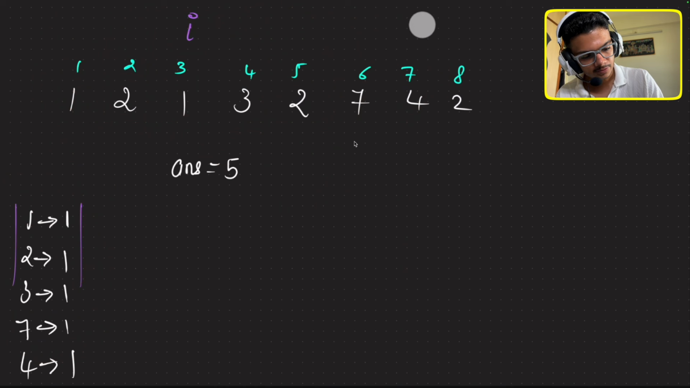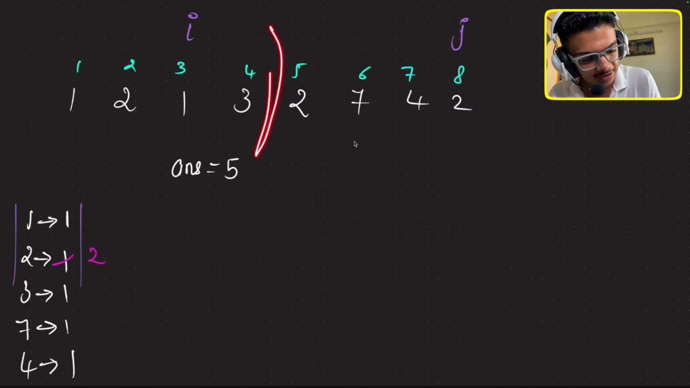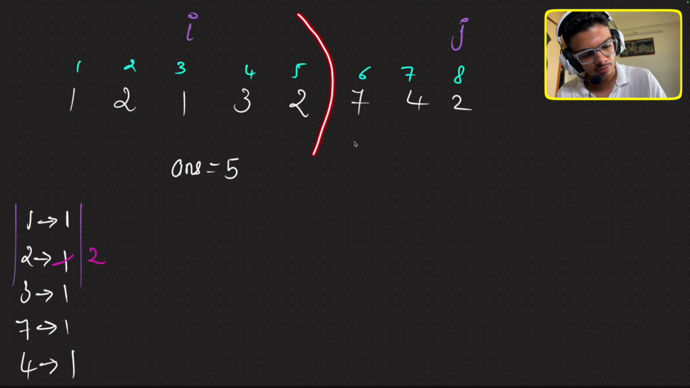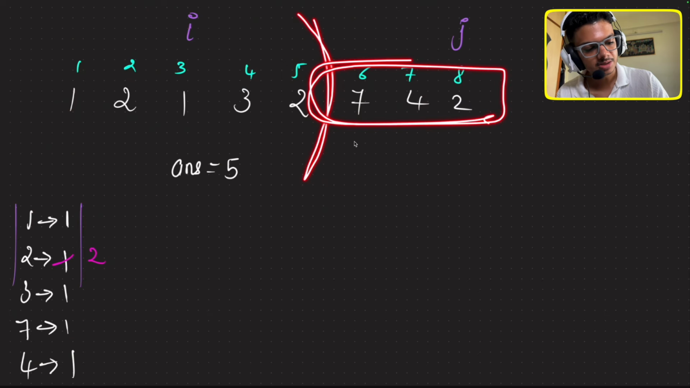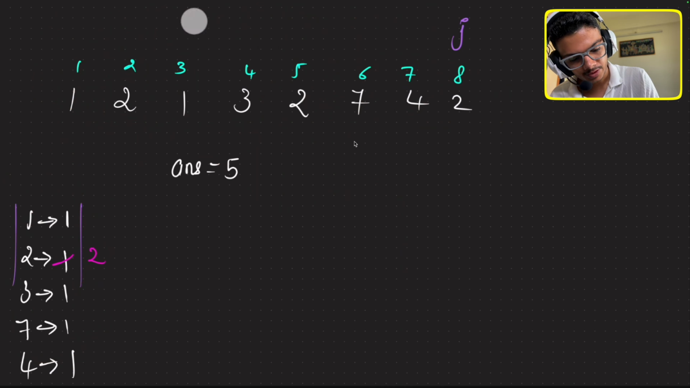Now we move J ahead. If you move J ahead, 2's frequency will increase to 2. So now, before updating the answer, you have to shrink the window, such that you remove just enough from the start, such that all the elements in this range are unique, right? So we move I ahead by 1.